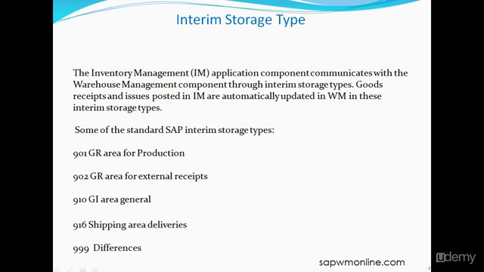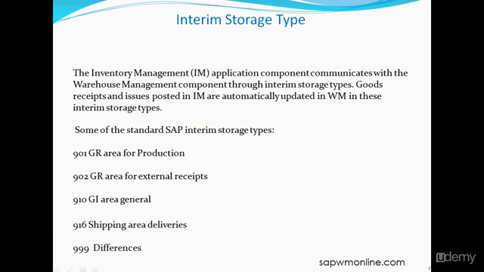Let us quickly understand an important org element called the interim storage type. An interim storage type actually acts as an intermediate between IM and WM. The inventory management application component communicates with the warehouse management component through interim storage types. Goods receipts and issues posted in IM are automatically updated in WM in these interim storage types. So interim storage type actually forms a link between IM and WM.